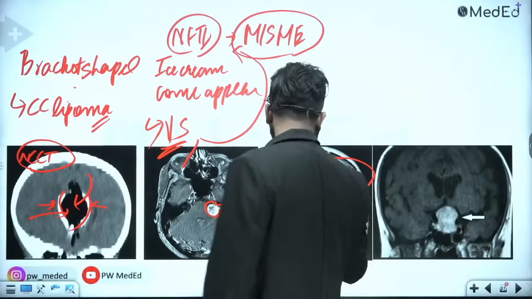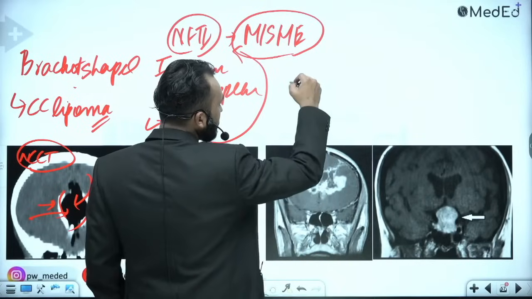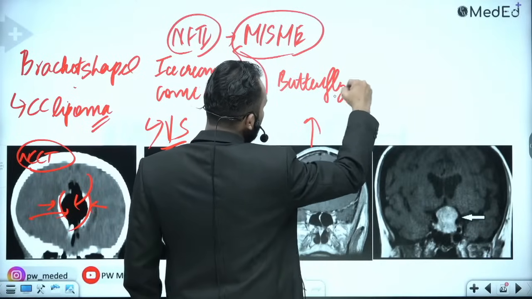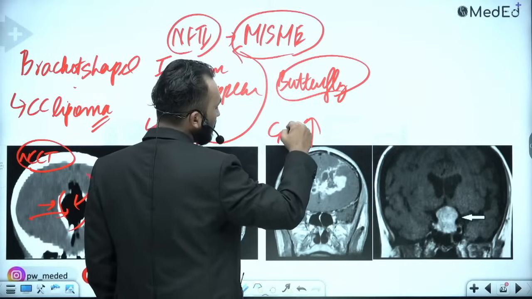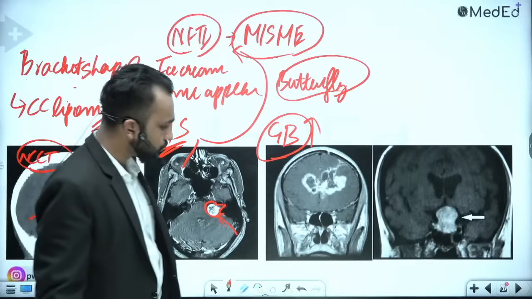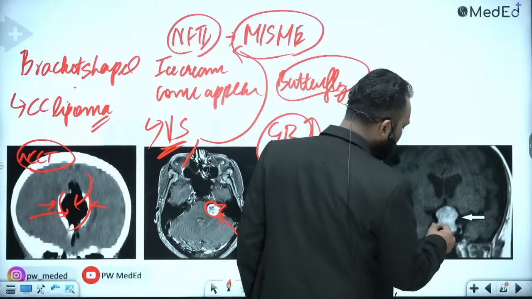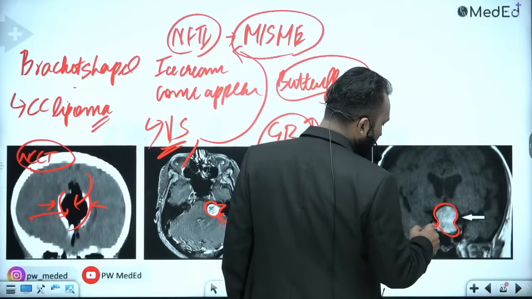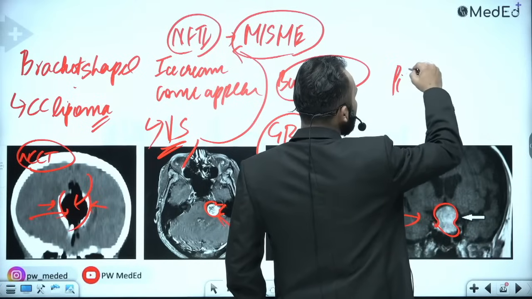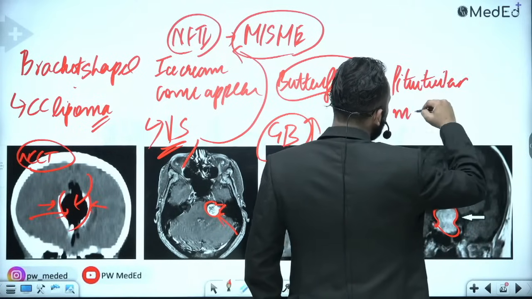This lesion is involving the corpus callosum and it is extending onto the contralateral hemisphere, giving a butterfly appearance. This is seen in glioblastoma. And the last lesion, which is having a figure of 8 appearance and is showing homogeneous enhancement, is seen in a case of pituitary macroadenoma.